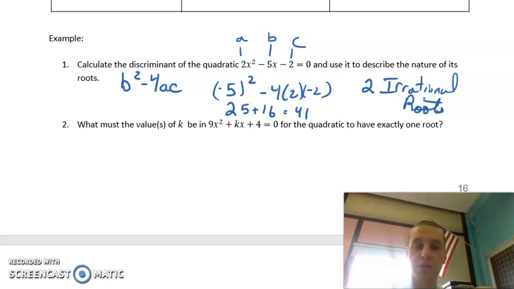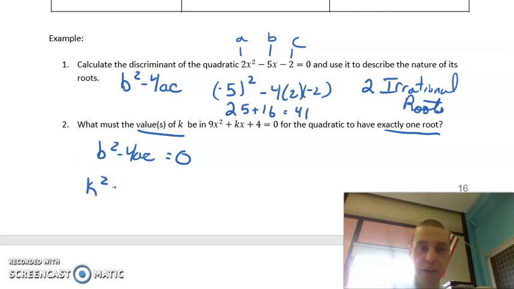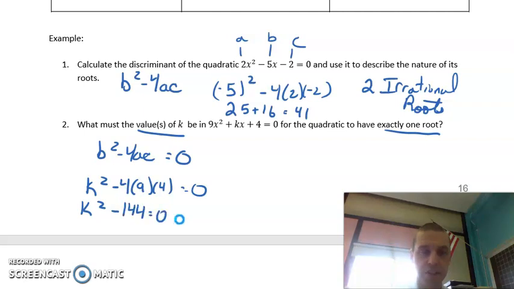The next one takes a little more thought. It's asking you to find the value of k, because we know that the b is the k. So what must the values of k be to have exactly one root? Well, we know that the discriminant must equal 0 to have one root. So therefore I plug in k squared minus 4 times 9 times 4 equals 0. K squared minus 36 times 144 equals 0.